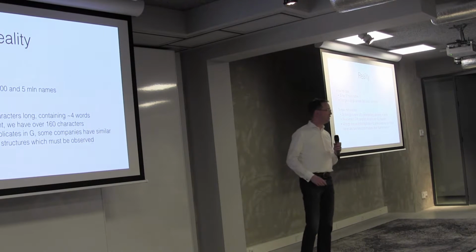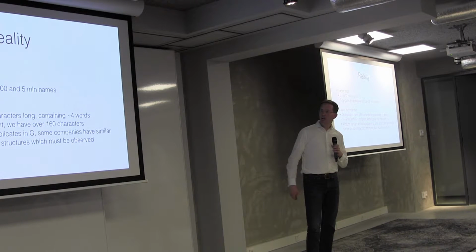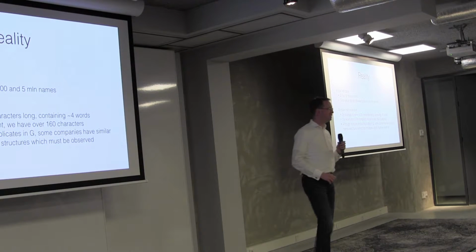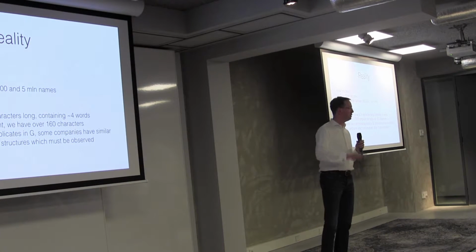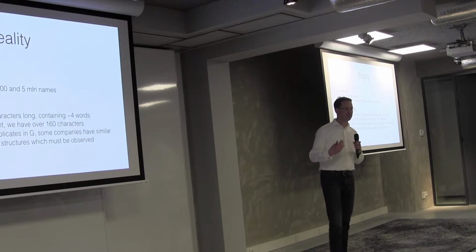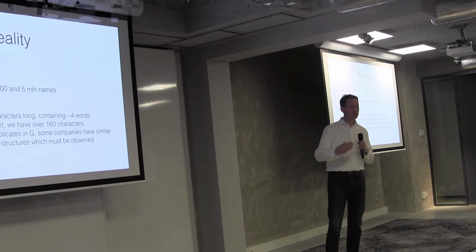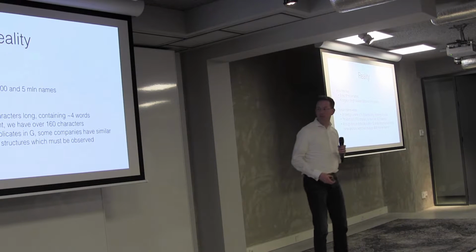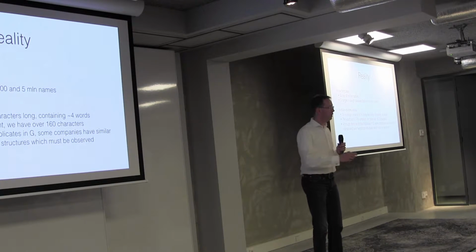That includes the name of the city, containing 4 words. We have, I counted them this morning, over 160 different characters being used. That's due to the geographical presence of ING. We also have a lot of exotic characters as a result thereof in the names of the companies we serve. And there are limited duplicates in G, but some companies are quite close to each other in terms of name.